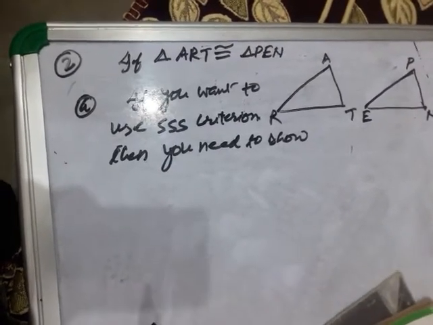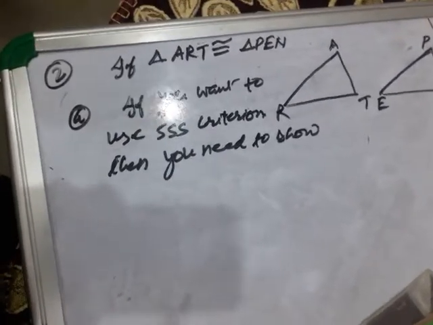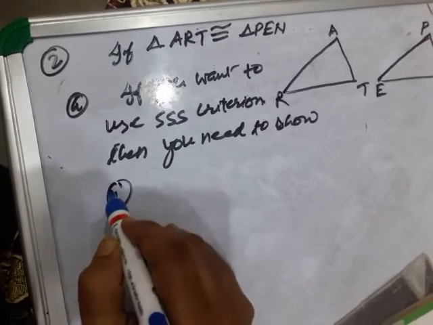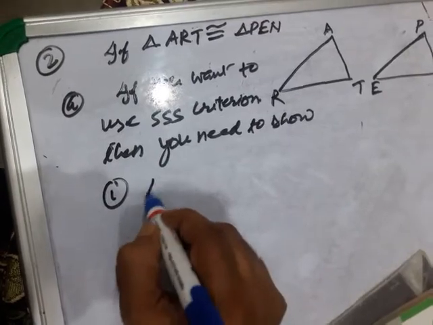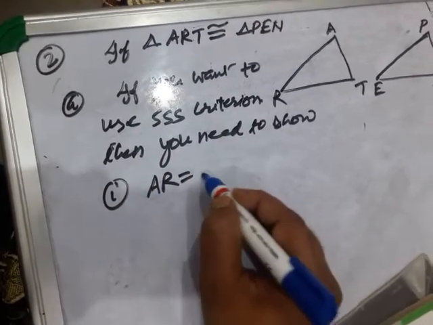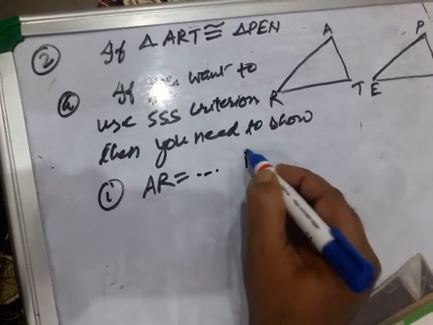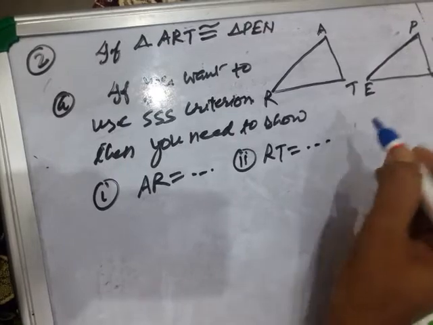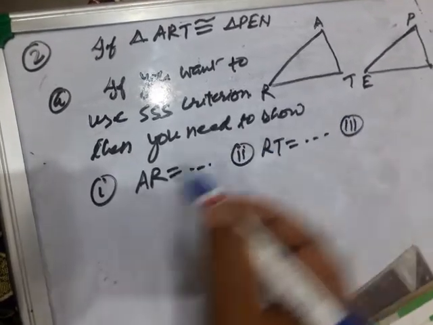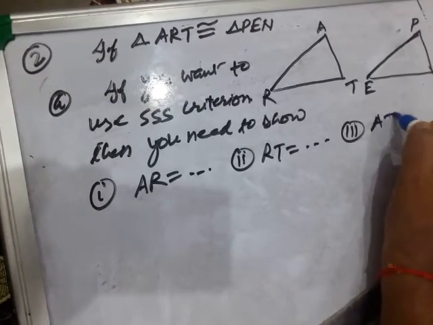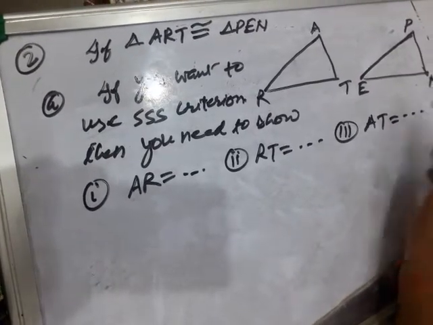Once you have understood the things, then this is very easy, not at all difficult. What is the first part? AR equal to, you have to find out. Then the second one is RT equal to, you have to find out. And the third one, that is AT equal to, you have to find out.